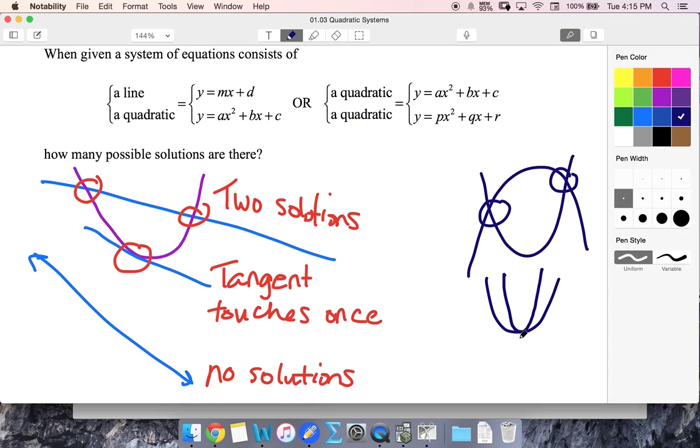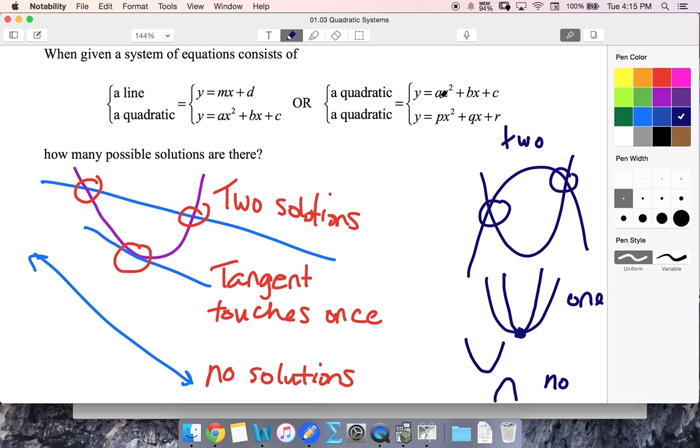So in this case, my one solution is if they share a vertex. And then no solutions is definitely going to be if one points up and the other one points down and they are below each other. So again, we've got two solutions, we've got one solution, or we have no solutions, no real solutions, I should say.